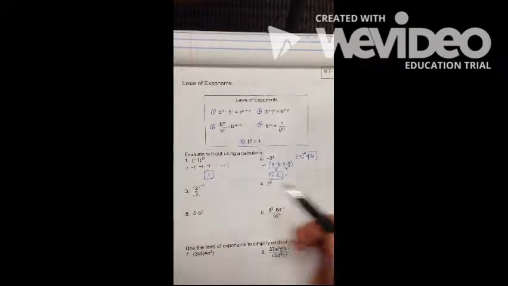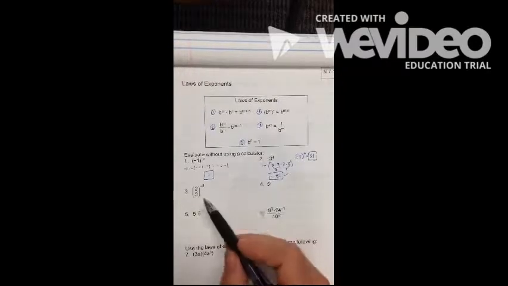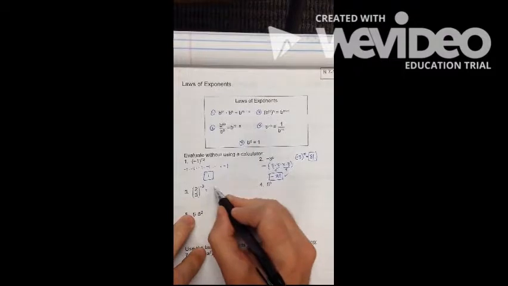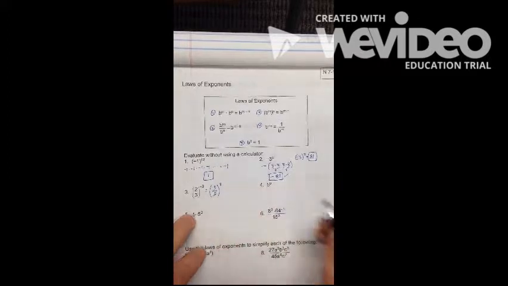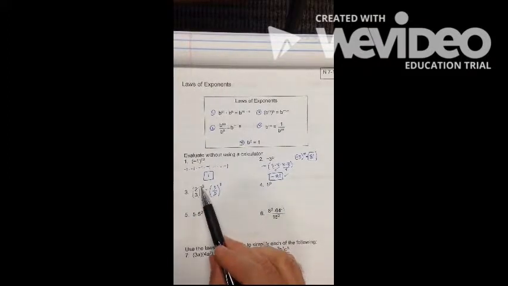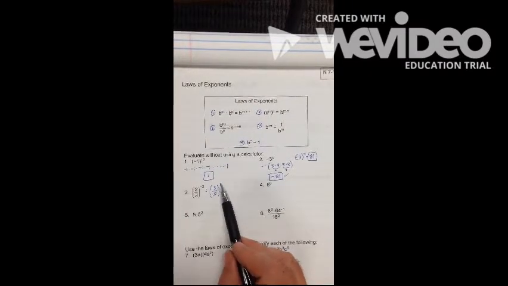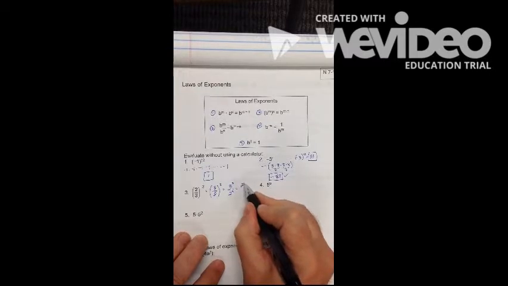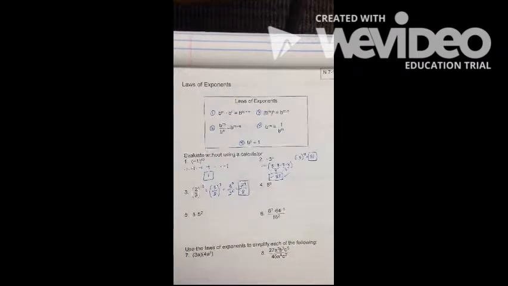Okay, 2/3 to the negative 3 power on number 3 here. The negative power from law number 4 tells me to take the reciprocal. So I'm going to take the reciprocal. I'm going to say this is 3 over 2. And I'm going to change that into a positive 3 power. All right? The negative simply says flip it. Take the reciprocal. 3 over 2 to the positive 3. And now I'm going to do 3 to the 3rd power over 2 to the 3rd power. 3 to the 3rd is 27. 2 to the 3rd is 8. My answer is 27 over 8.